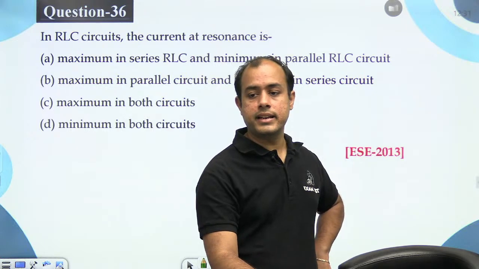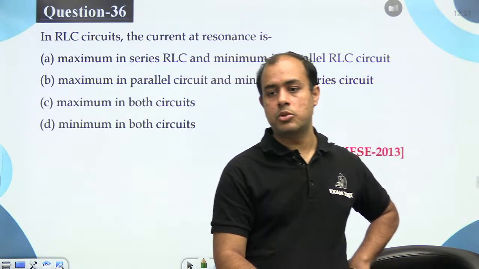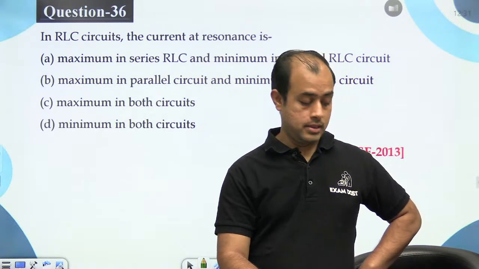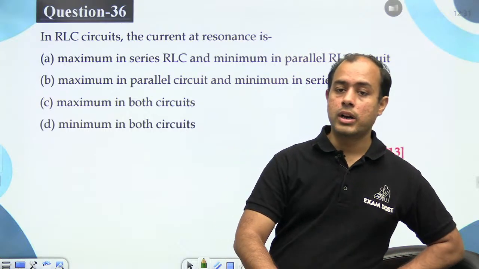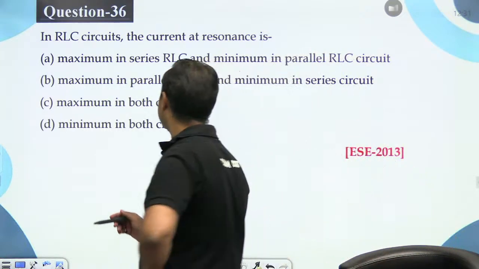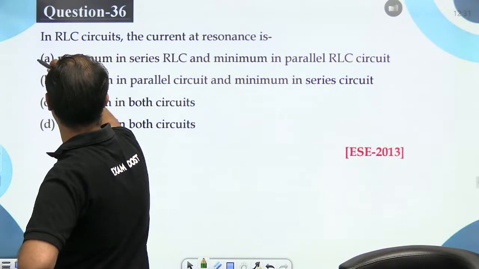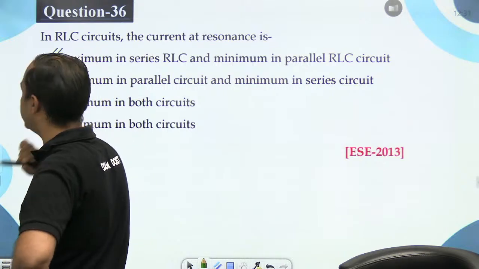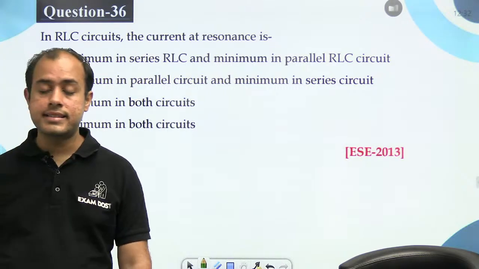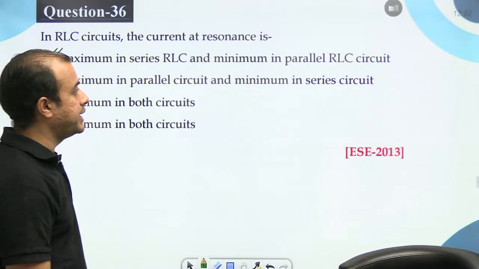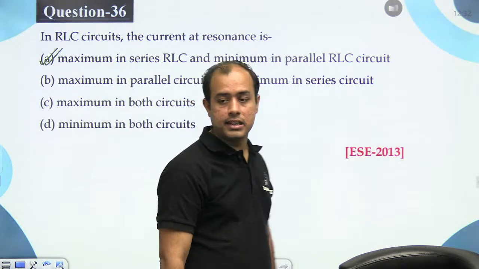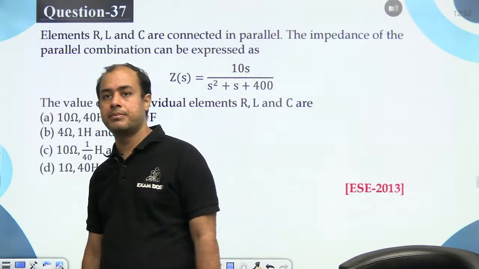What is the current at resonance in an RLC circuit? Very good Tamanna. What is the current at resonance? It is minimum in parallel and maximum in series, because in series circuit at resonance impedance is minimum. In parallel circuit impedance is maximum.